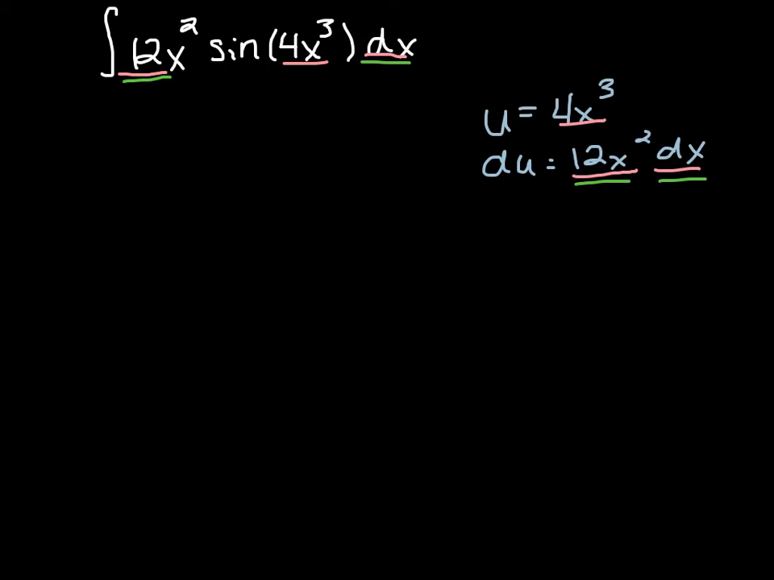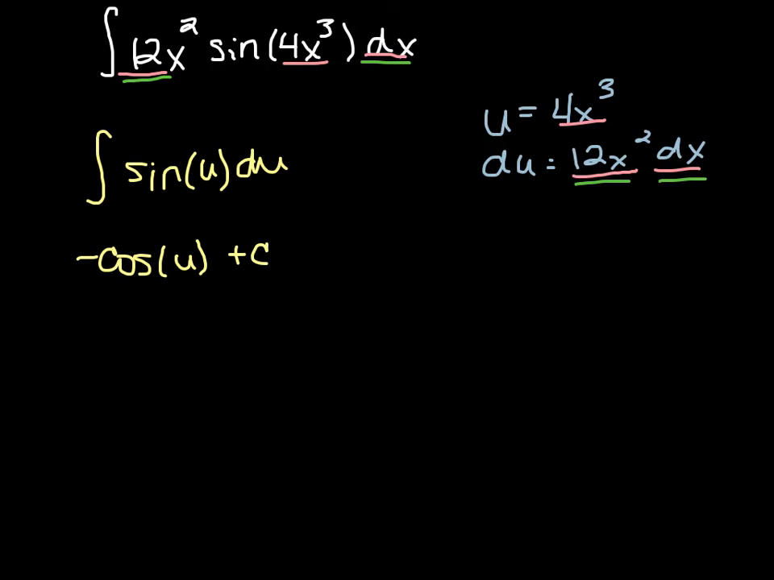And now I'm just going to replace everything. So it's going to be the integral of sine of u du. Now we all know that the integral of sine is negative cosine. And now I'm just going to replace my u, and then we're done.